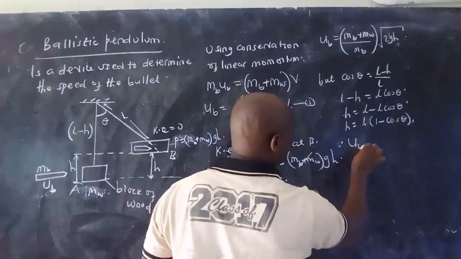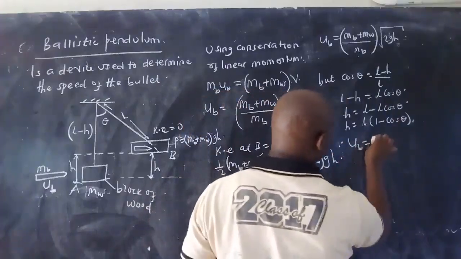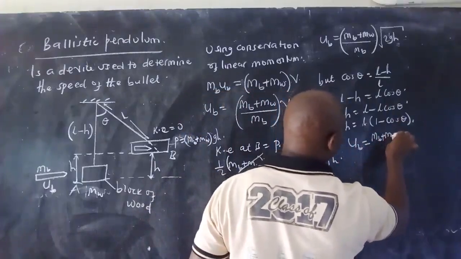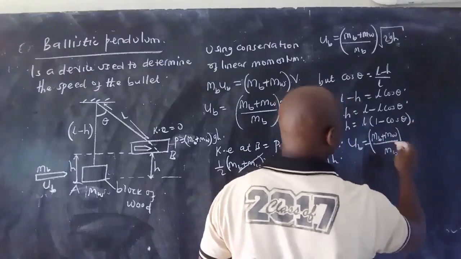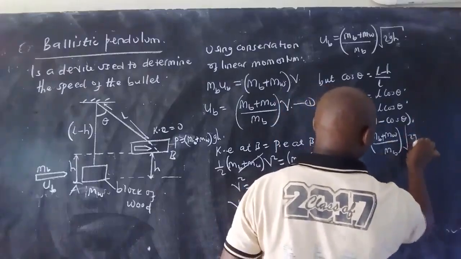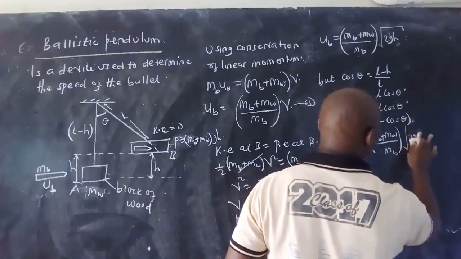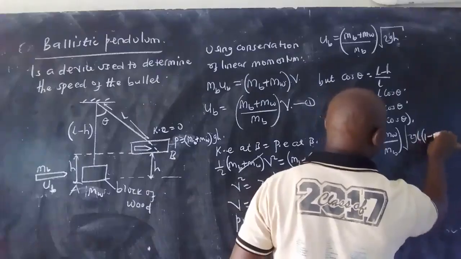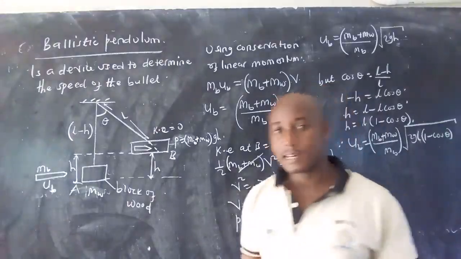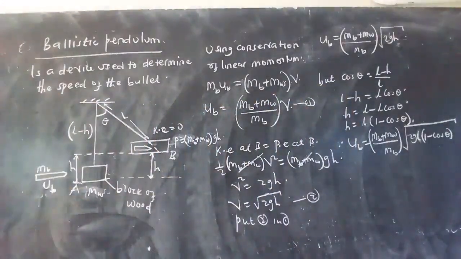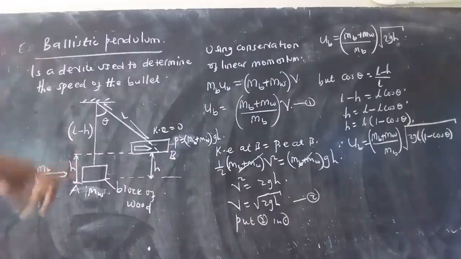Therefore, our speed of the bullet will now become the mass of the bullet plus the mass of the wood divided by the mass of the bullet, times the square root of 2GL into 1 minus cos of theta. So the rest you can measure. The length of the string is measured, the angle of the string is measured, the masses are measured, and the speed of the bullet can be gotten from that.